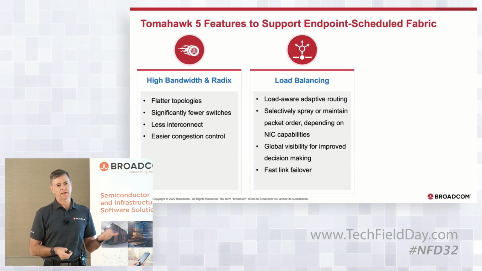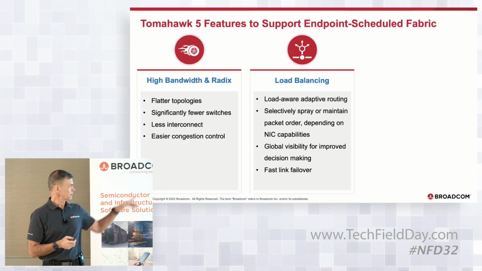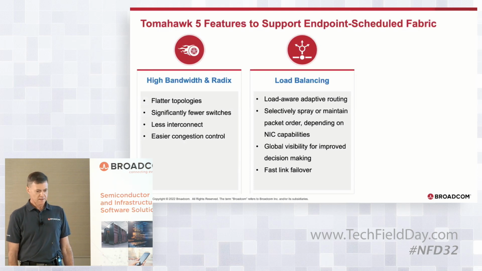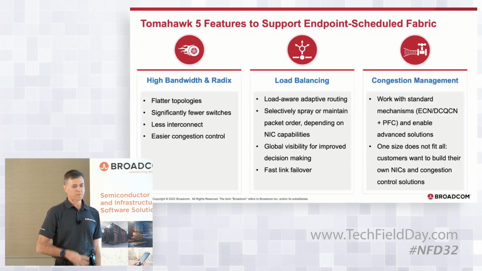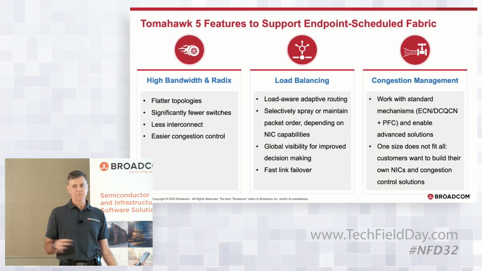Global visibility: we have a lot of in-band and out-of-band telemetry. And we also have fast link failover. I'll get into some of these on the subsequent slides. And finally, congestion management. We do want to work with all the standard mechanisms: ECN, DCQCN, PFC, et cetera. But as mentioned before, one size definitely does not fit all. End customers, the hyperscalers, have a lot of teams with a lot of experience in congestion control. They know how they want to run their network. So we have to provide a very flexible solution.